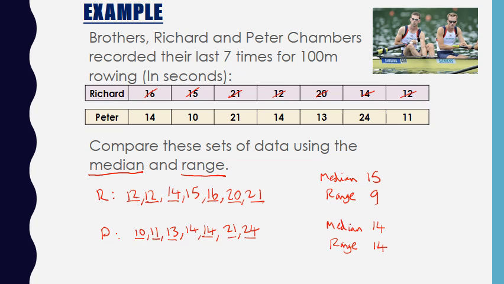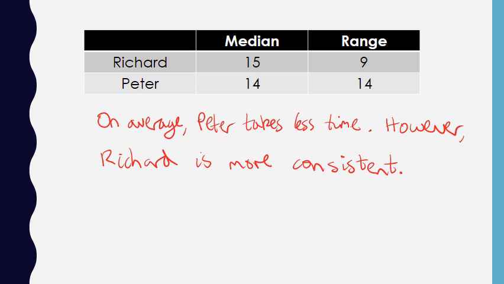Okay. And now we're going to have a look at how we would actually use this information to compare those two sets of data. Okay, so to compare these, we're just going to have a look at comparing their medians, which is an average. So our first sentence here says on average. That's really important. Peter takes less time because we can see that Peter's median is lower. And remember, these are times for 100-meter rowing.